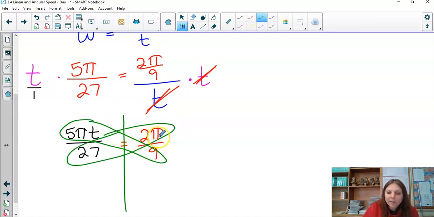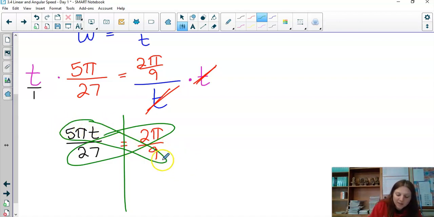Remember, pi is not a variable. Pi is a number. It's a number that is exact, or goes on forever, infinite, it's approximately 3.14. So pi is not the variable. The variable is t for time.